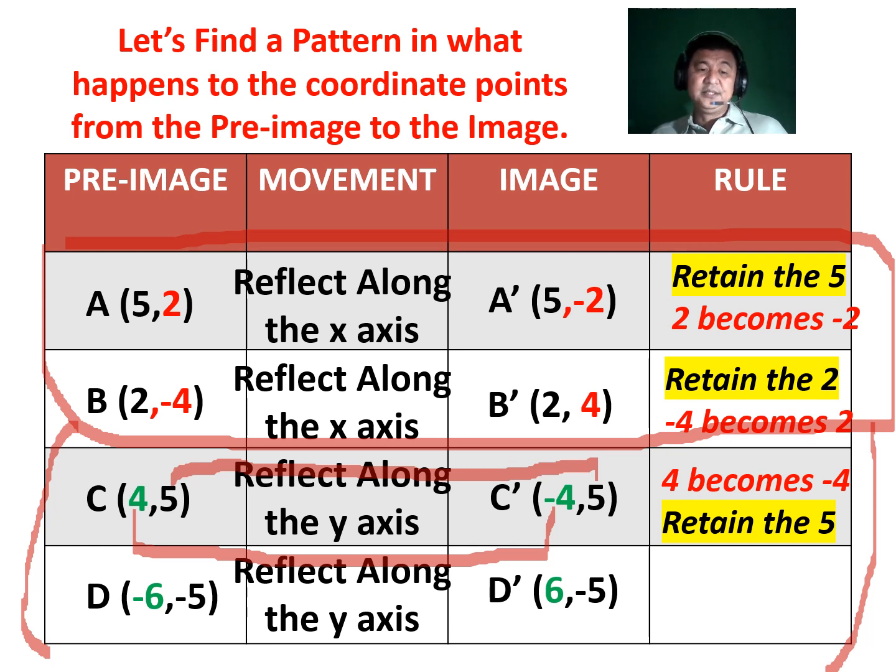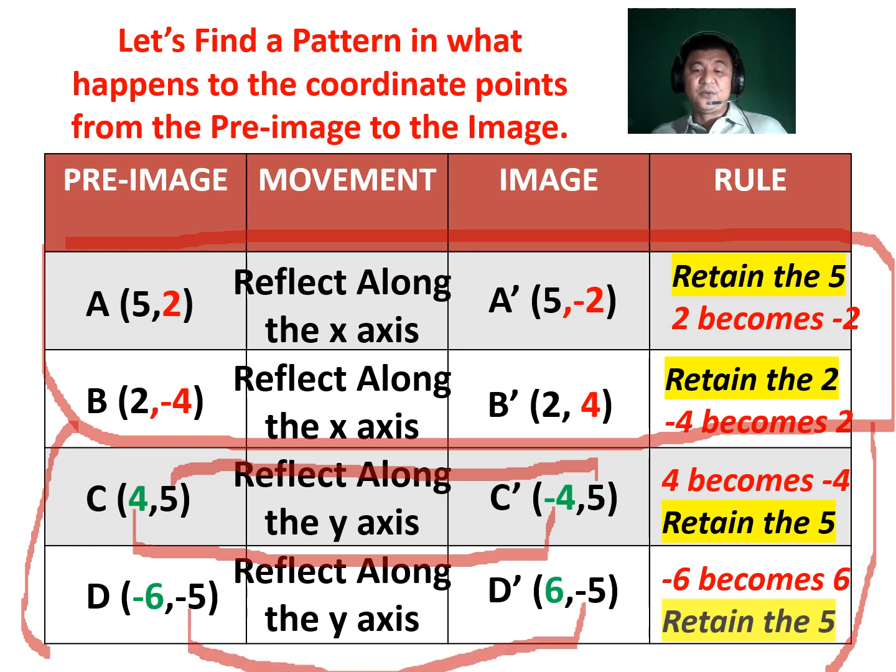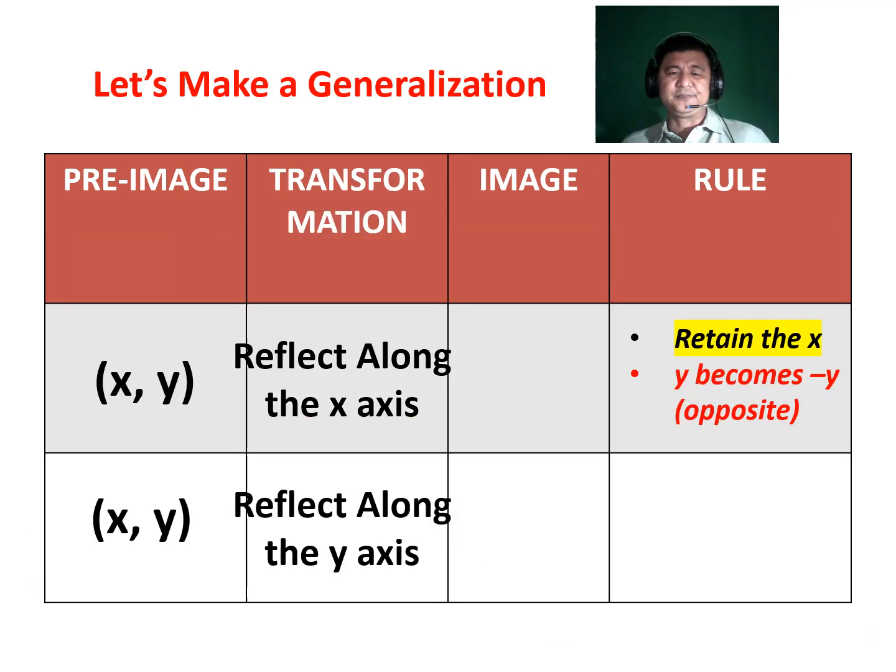How about the next one? So same thing. -6 becomes a +6. That's the opposite. Okay. And what happened to the y-axis? The y-axis was retained, same number. Okay, make a rule now. Think of a rule so we generalize everything.